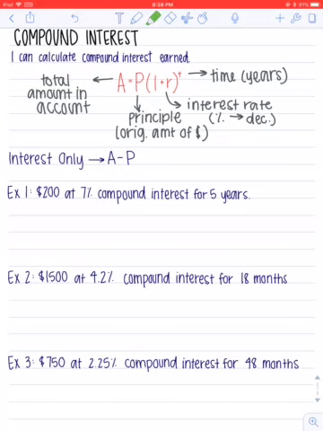Then you see this note here that says interest only, A minus P. So if you want to just find the compound interest earned, you would take this formula, find your total, and then subtract the principal, or subtract that original amount that you borrowed or that you put into your account, whatever it may be. You take the A amount and subtract the principal. Make sure you have all of those labeled on your piece of paper. And then we're going to look at example 1.